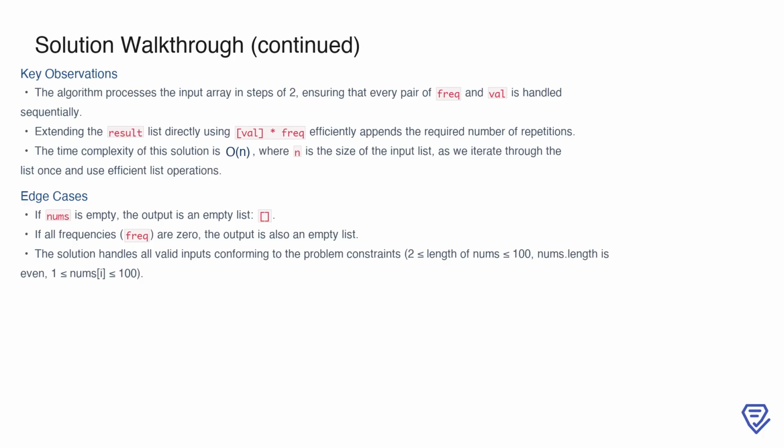The time complexity of this solution is O(n), where n is the size of the input list, as we iterate through the list once and use efficient list operations. Some key edge cases to consider include an empty input list, which results in an empty output, and cases where all frequencies are 0, which also produces an empty output. This solution is designed to handle all valid inputs within the problem constraints, such as ensuring the input length is even and all values are within the specified range.